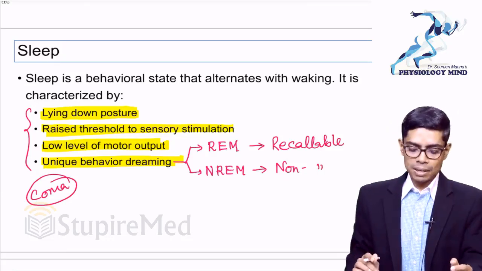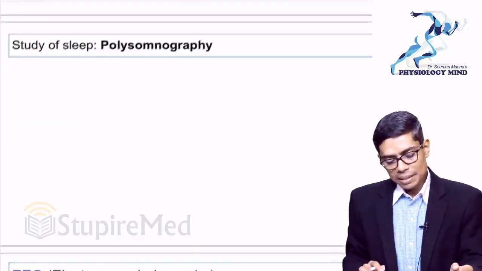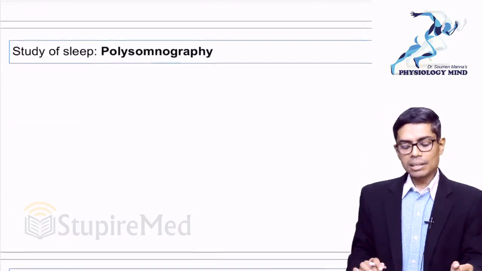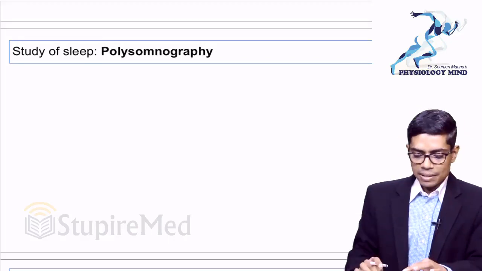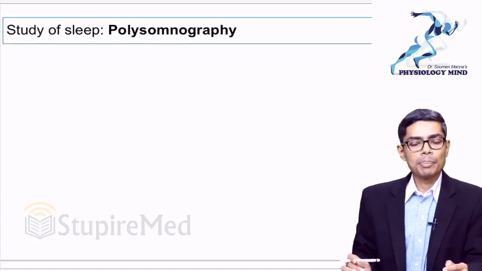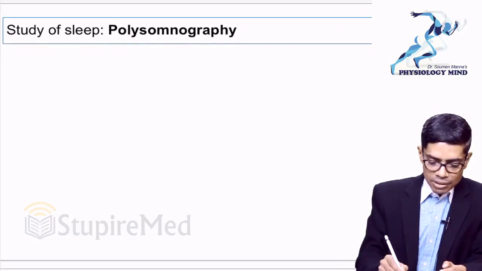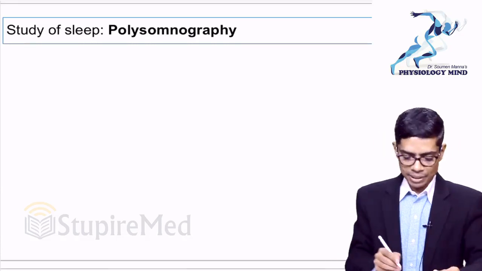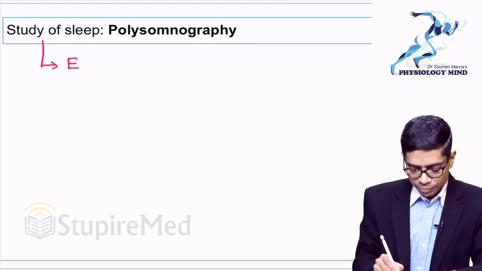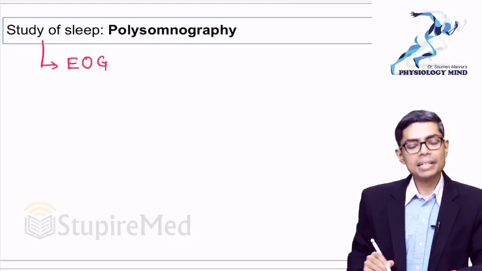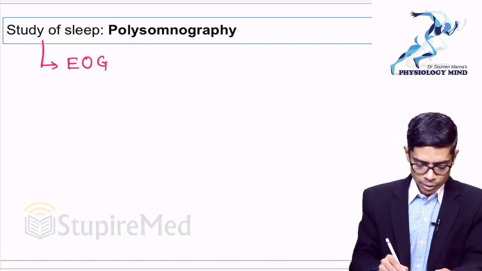Now, to diagnose whether the person is in REM sleep or non-REM sleep, you need to study the sleep, and the study of sleep is known as polysomnography. To study the sleep, you have to record certain parameters. What are the parameters? Number 1, EOG, electrooculography, movement of the eyeball, ocular movement.